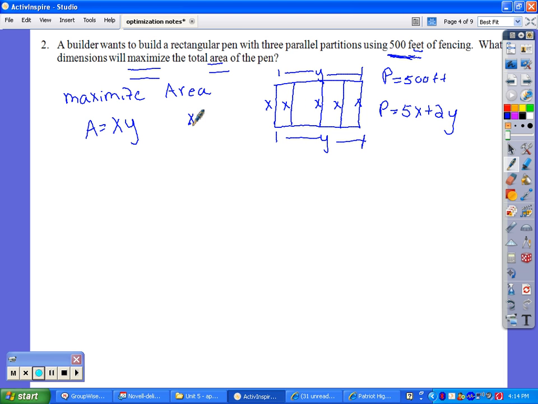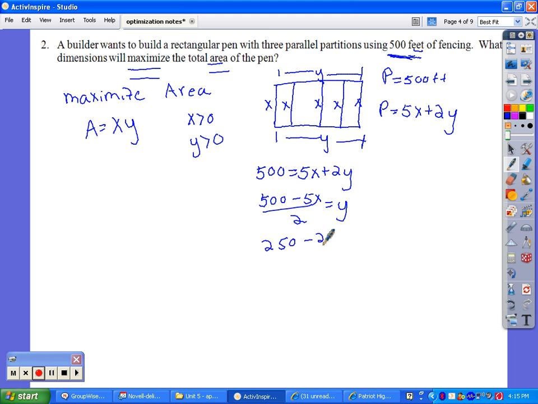And again, x has to be greater than 0 and y has to be greater than 0, or else we wouldn't have any area. So we use our perimeter formula in order to get this in terms of one variable. So I'm going to set 500 equal to 5x plus 2y, and I'm going to solve for one of the variables. I just decided to solve for y. It doesn't really matter. So I'm going to do 500 minus 5x, and then I'm going to divide it by 2. So I have 250 minus 2.5x, and that's my equation for y, and I'm going to plug it into my area.